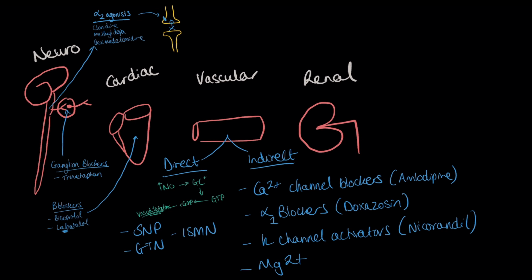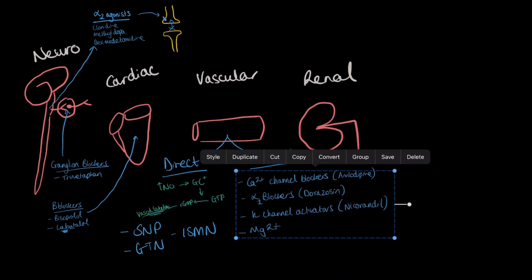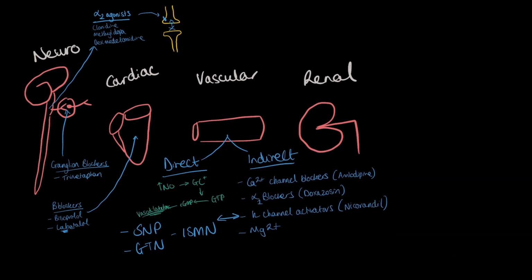Interestingly, nicorandil has a dual mechanism of action as both a nitric oxide donor as well as a potassium channel activator, so it should belong in both the direct and indirect categories. Another drug that acts on the vasculature is hydralazine. Hydralazine is a mystery drug.